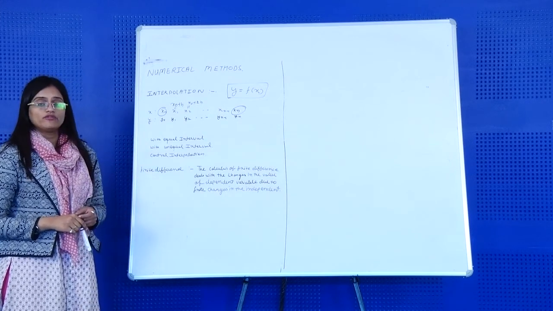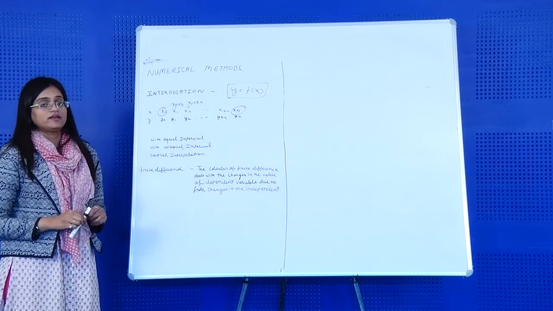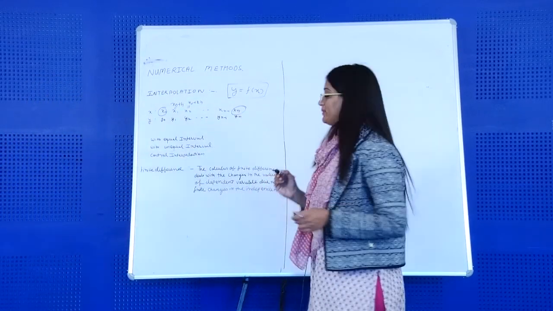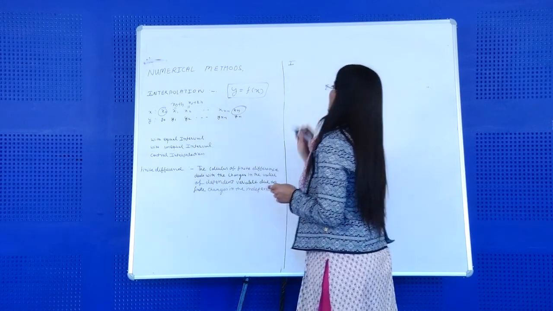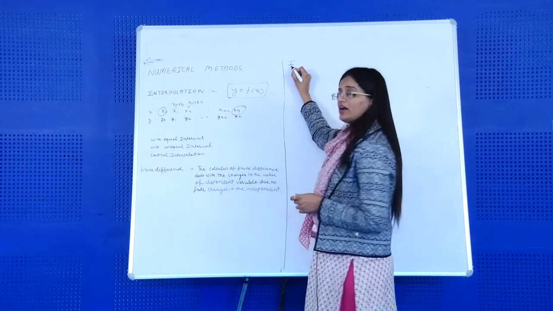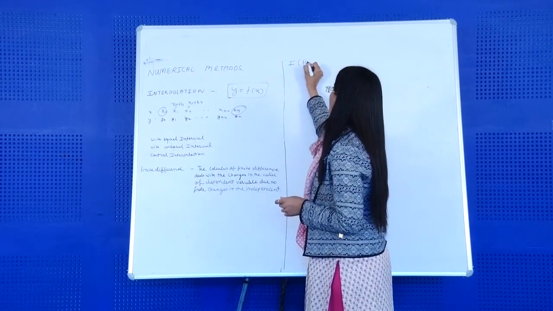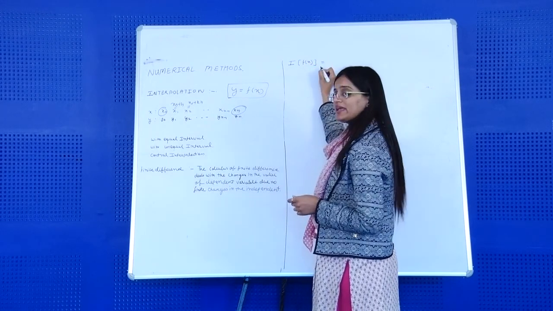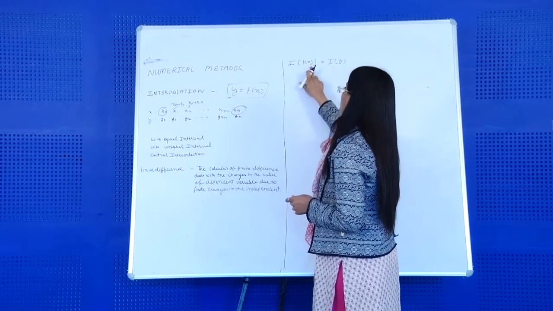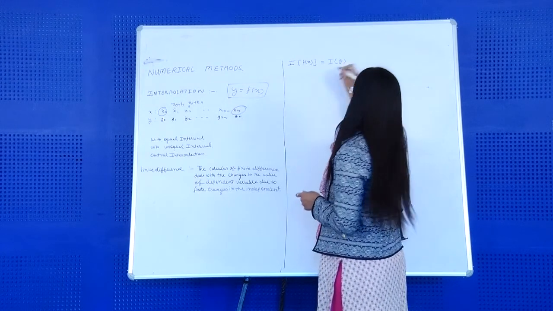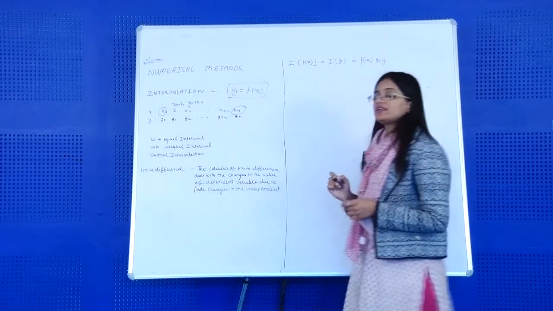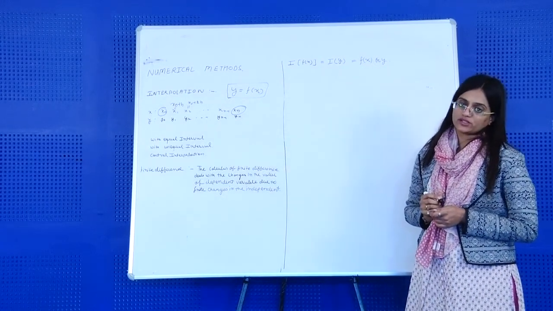There are 4 or 5 operators which belong to the finite difference method. Your first operator is the identity operator I. By the definition of the identity operator, if I apply I on my function f of x, what I get is I of y, or I can write f of x equals y by this equation. Ultimately I get f of x or y. That means there is no difference in the function.